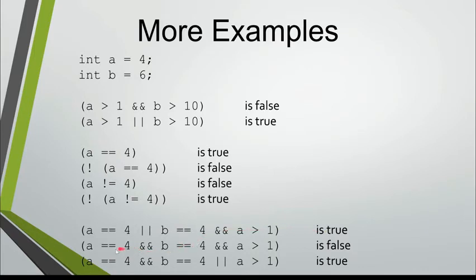Let's look at the next one. Both of these are AND, so we can evaluate this from left to right. A is equal to 4, that's true. B equal to 4, that's not true. So this expression will be false. Let's look at the last one. A is equal to 4, that is true. And b equal to 4, well, that is false. So this AND expression is false. Now we can get to the OR. Or a greater than 1. Since a is greater than 1, that satisfies the OR condition, so it's true.